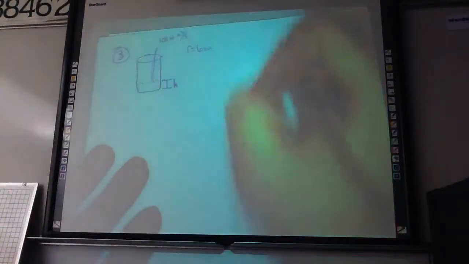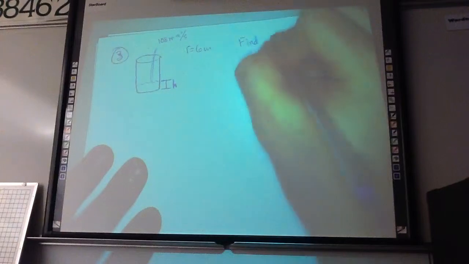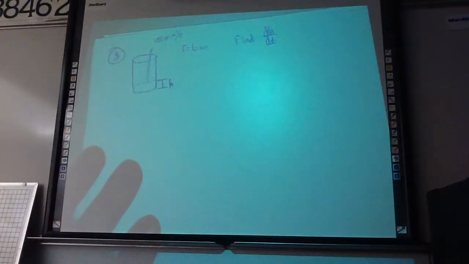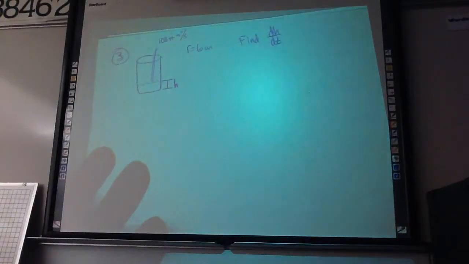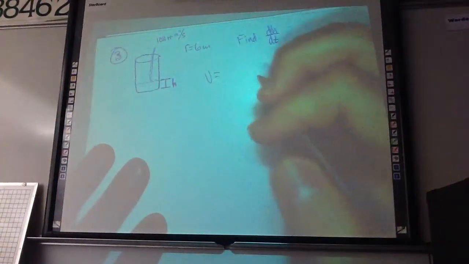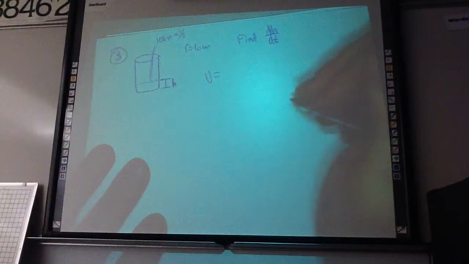So what are we trying to find? dh/dt. So what's our equation going to be that we're going to use to figure this out? The volume equation of a cylinder. Volume equals... How do you find area? 2 pi r? 2 pi r squared? Pi r squared.